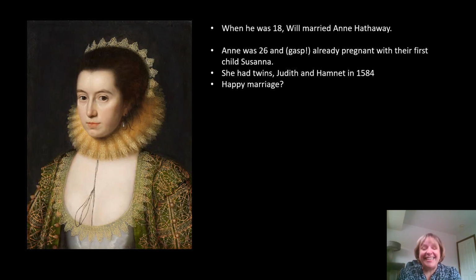When he was 18, he married Anne Hathaway, who was 26 and already pregnant. So there's a lot of speculation about their marriage. Some people say, oh yeah, he went to London, he wrote plays and just sent all the money home and his family lived well. But there's a lot of documentation that shows that maybe they didn't have the greatest relationship.